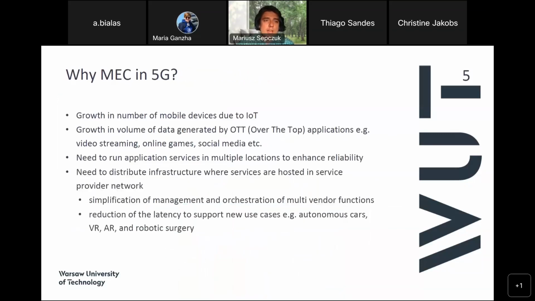Okay, so we may ask why we can use MEC in 5G networks. What can MEC offer? On the slide, the key points which have led to the development of MEC for the 5G network are selected.